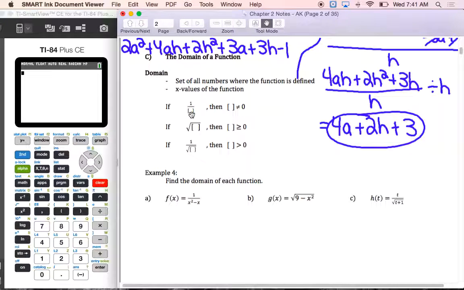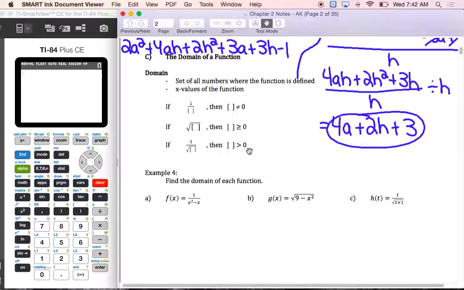If you have something in the bottom of the fraction, the bottom can never be equal to 0 because it's undefined if you have a 0 in your denominator. If you have a square root, you have to have a number that's greater than or equal to 0 because you can't take square roots of negative numbers.